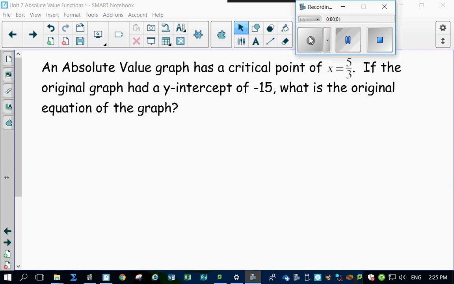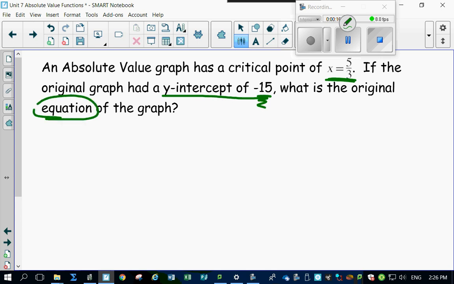Okay, so I'm going to give you a question here. It says an absolute value graph has a critical point of 5/3, and if the original graph had a y-intercept of -15, what's the original equation of this graph? So I've got to be able to work backwards.